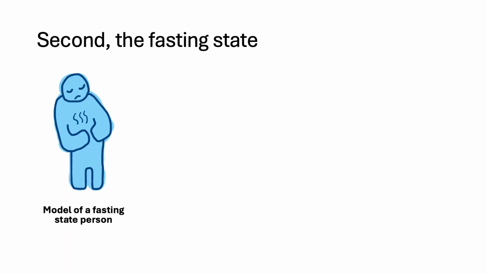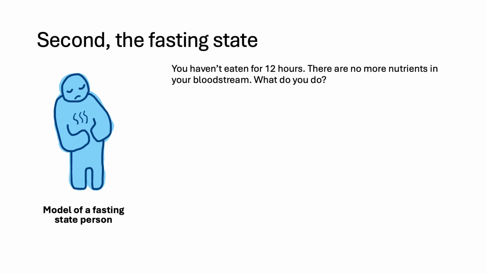In the fasting state, that's the opposite. So here's a model of a fasting state person, and let's say you haven't eaten for 12 hours. There's no more nutrients in your bloodstream. What do you need to do? Well, we need to access our stored fuel. And the word for that is mobilization. So we need to mobilize our fuel.